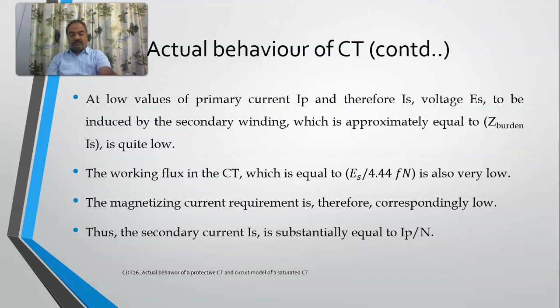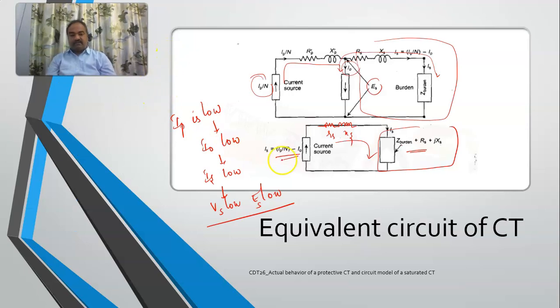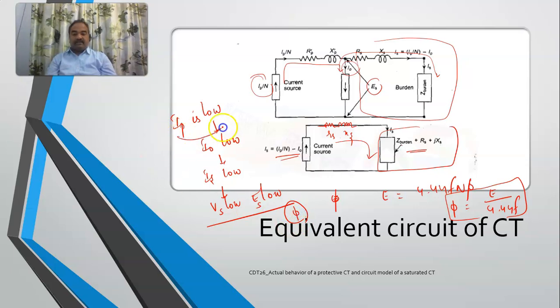Right. So everything is smooth and as per the ratings. And the working flux, the flux which is there. You know that in a transformer, E is equal to 4.44 f N phi, right? So my flux is equal to E by 4.44 f N, and I am considering here only one term, so I'll just represent it as this. So if EMF is low, then automatically flux is also low.